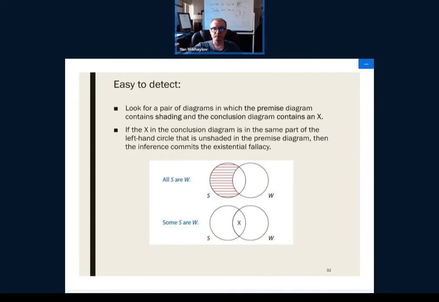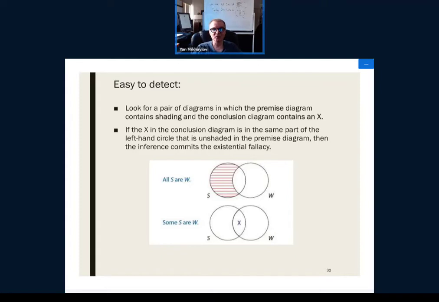Okay, so this is an example. You look at it: is this an existential fallacy? The answer should be super simple. Does it have shading on top? Yes. Does it have X on the bottom? Yes. So it is an existential fallacy. End of story. You don't have to do anything else. It's just as easy as that. Shading on top, X on the bottom: existential fallacy. It's really not as complicated as you might think.